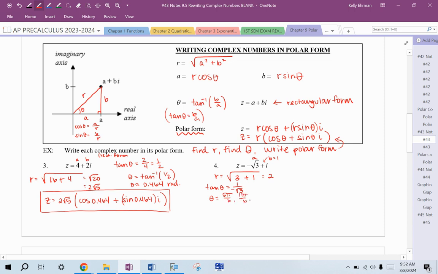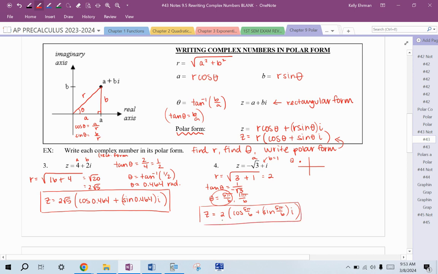Which one is it? Well, I think we could go with 2 possible answers here, but let's plot the point to be sure. If I go negative radical 3 and up 1, I would be in quadrant 2. So I should probably pick the quadrant 2 angle and then keep r positive. So I'm going to say that z is equal to positive 2 times the cosine of 5 pi over 6 plus the sine of 5 pi over 6 times i.